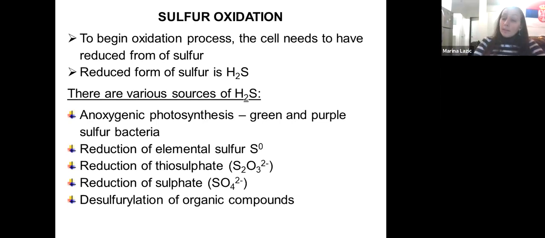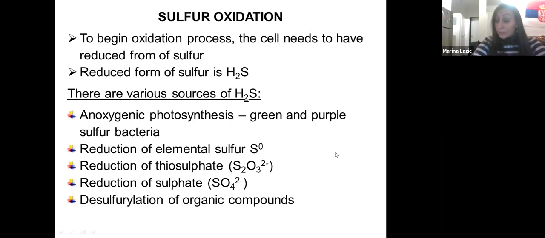So when we talk about the sulfur cycle, there are sulfur oxidation and sulfur reduction. We will start with oxidation as the first process. In order to begin the oxidation process, the cell needs to have some type of reduced form of sulfur. That's a precondition, and the reduced form of sulfur is hydrogen sulfide. You've seen this in anoxygenic photosynthesis. This is the first source of sulfide: anoxygenic photosynthesis, green and purple sulfur bacteria.